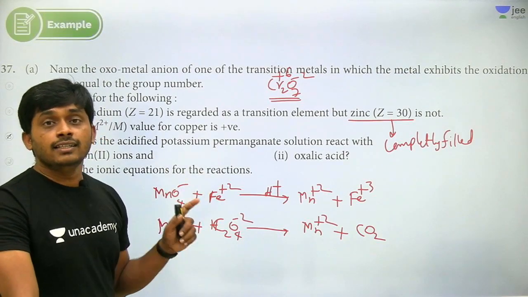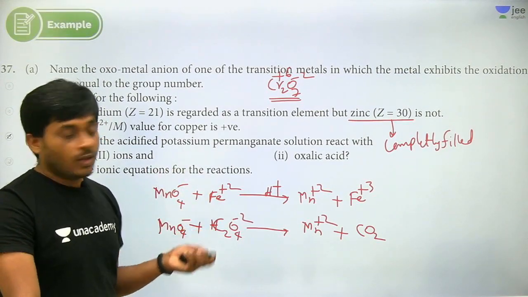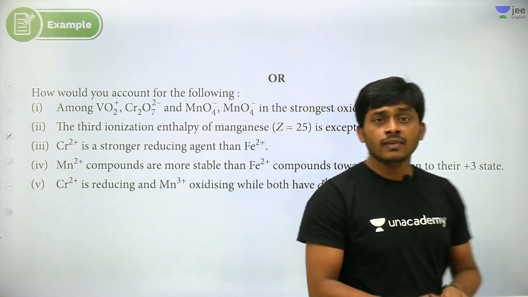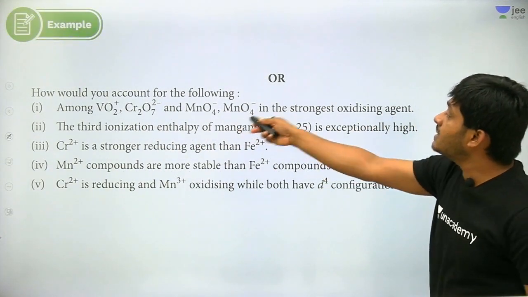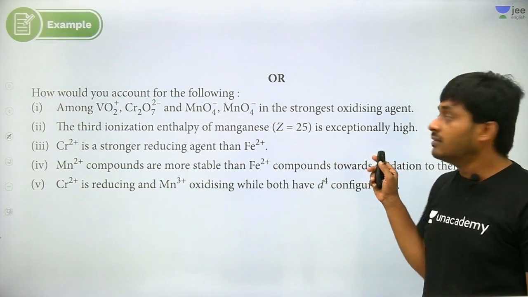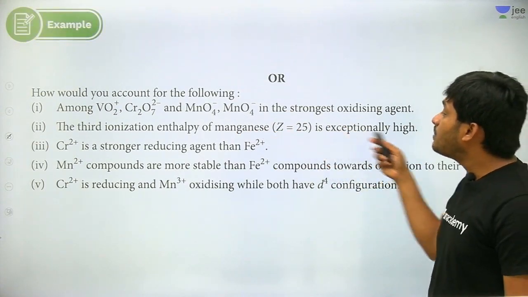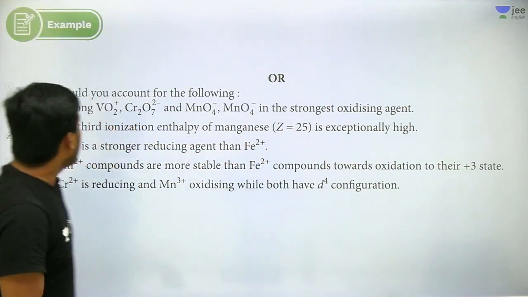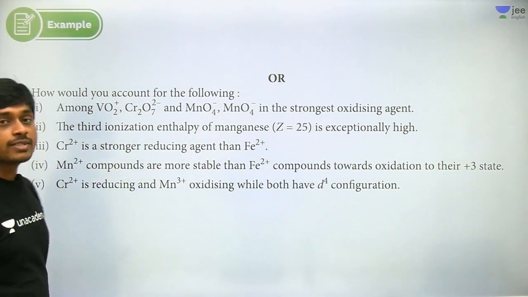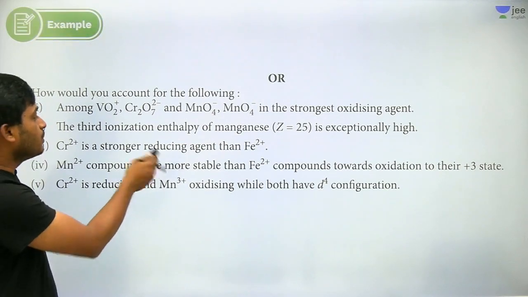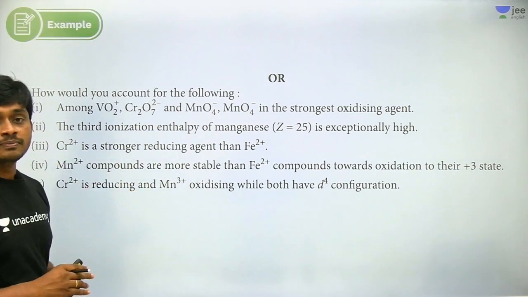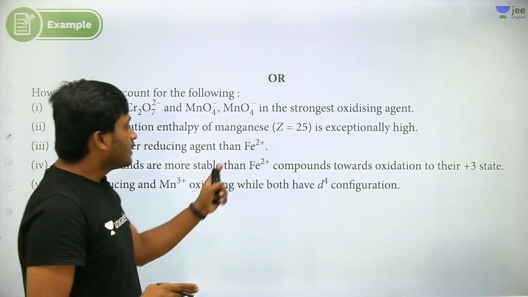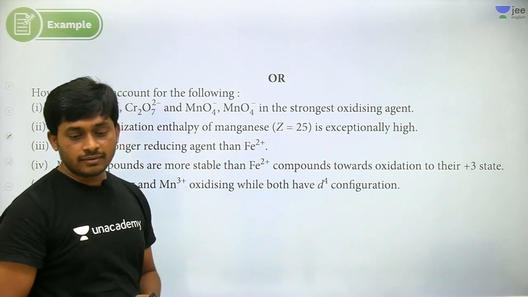This section you have to give more time. Okay, let us see the last question. What is oxidizing power? Why is the third ionization enthalpy of manganese more? And Cr plus 2 is a reducing agent compared to iron plus 2. Mn plus 2 compounds are more stable than iron plus 2 compounds.